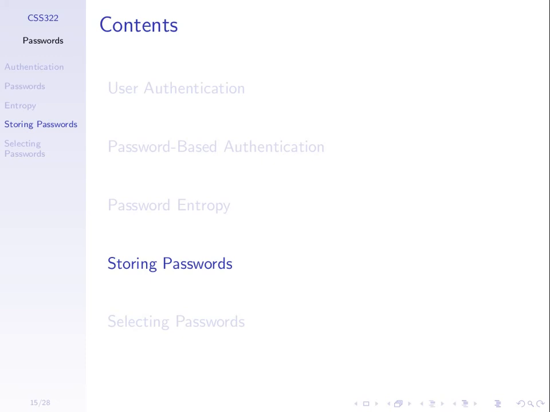How do you store passwords? Put it into a database. Okay, he won't get full marks in the exam. Anyone else? How are you going to store a password in the exam? If a question says, how do you store a password?